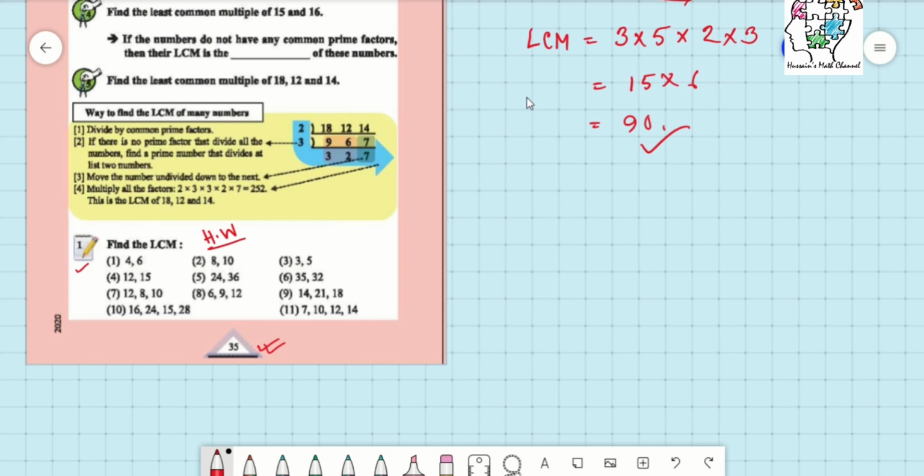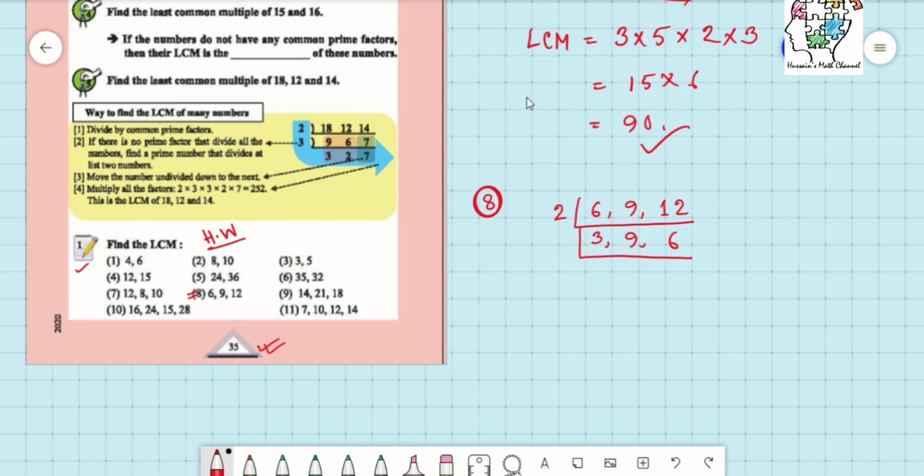Let's do two different problems, number 8 and 9. You have to find the LCM of 6, 9 and 12. How can we find this one? There are at least two even numbers, so we can divide the even numbers by 2. So 6 becomes 3, and 9 cannot be divided by 2, so we just write 9. Then we divide 12 by 2, it will be 6.